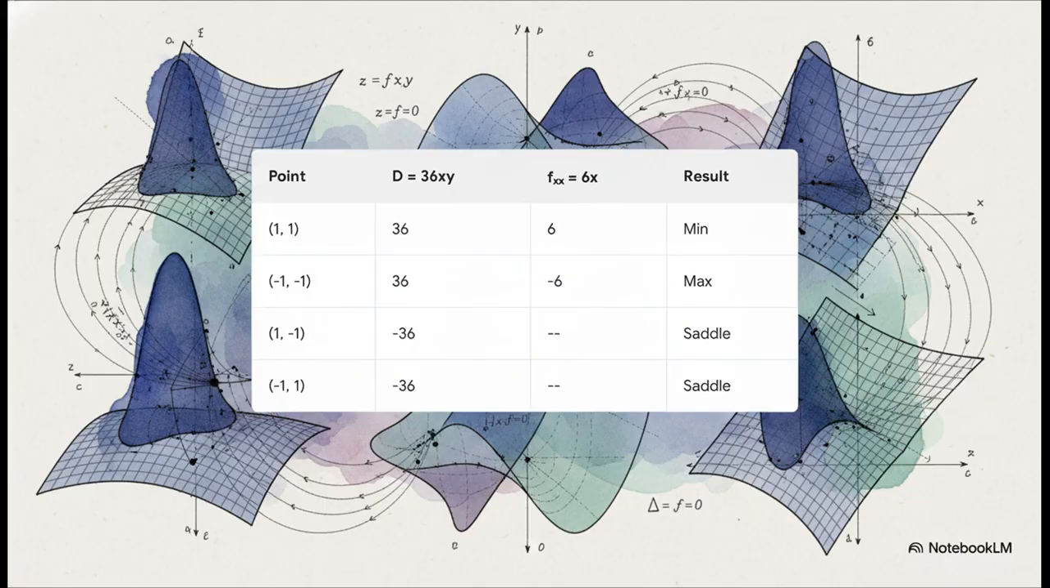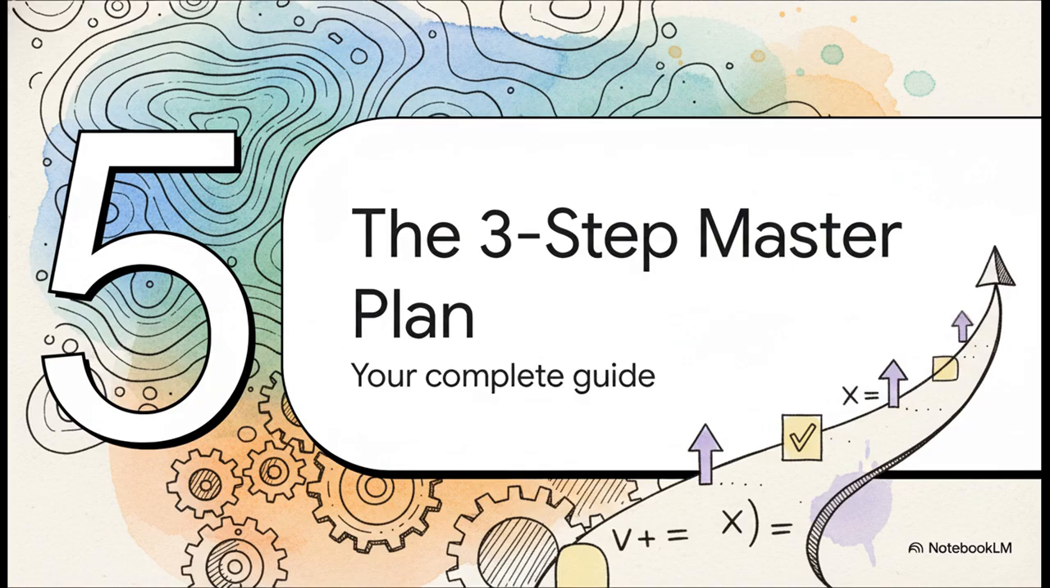Now, when you have a bunch of points like this, here's a pro tip. Organize your work in a table. It's a lifesaver. You figure out the general formulas for D and f xx first. In our case, they're 36xy and 6x. Then it's just plug and chug. You test each of the 4 points and look at that. This one surface has the whole collection: a minimum, a maximum, and 2 saddle points. Pretty cool, right?